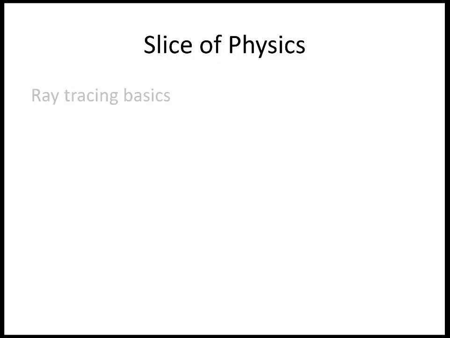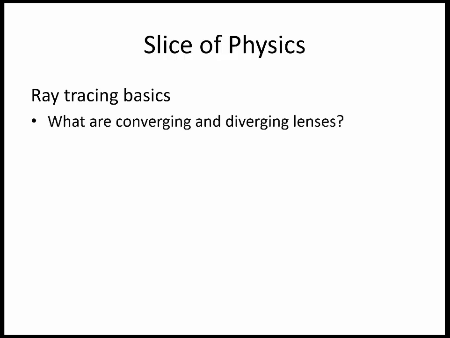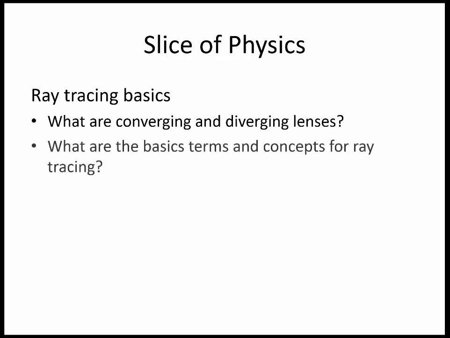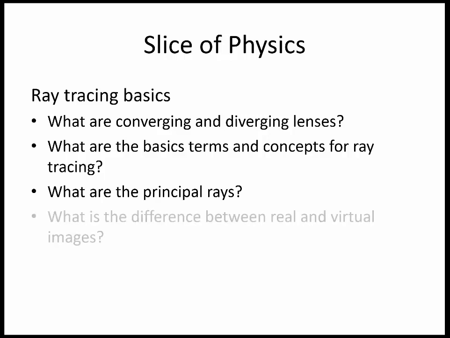We're now going to talk about the basics of ray tracing, which is a very useful technique to figure out how images are formed when we use lenses or even mirrors. We'll first talk about the difference between converging and diverging lenses. Then we'll introduce some basic terminologies and concepts for ray tracing. We will discuss what the principal rays are, which includes something called the thin lens approximation. And then we will talk about image types, specifically the difference between real and virtual images.